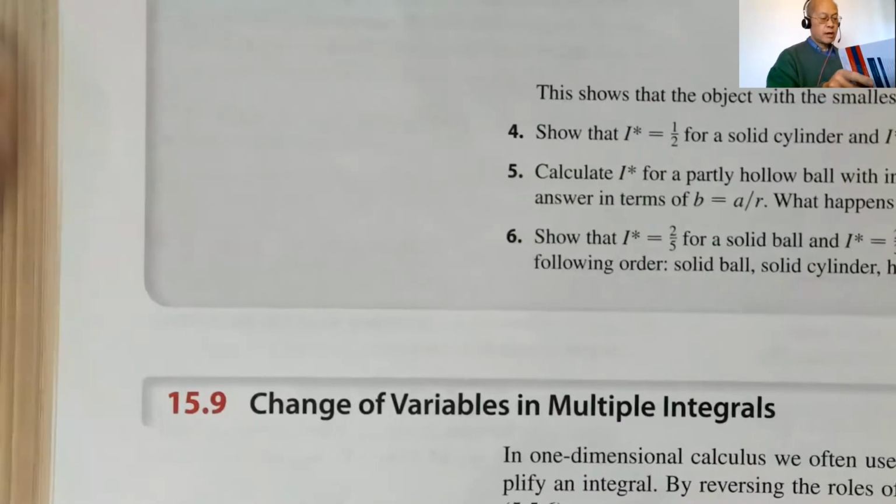This is section 15.9 on change of variables in multiple integrals. This section can get really long, so I try to make it as painless as possible for you for this particular section. All right, so page 1052, 15.9. We're trying to do by analogy.